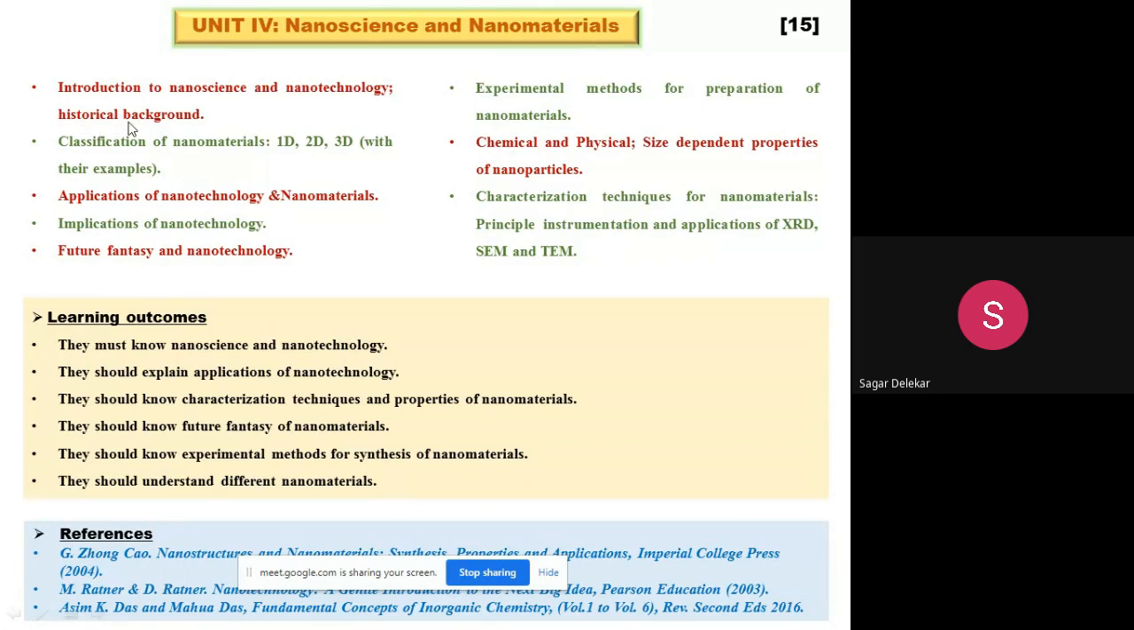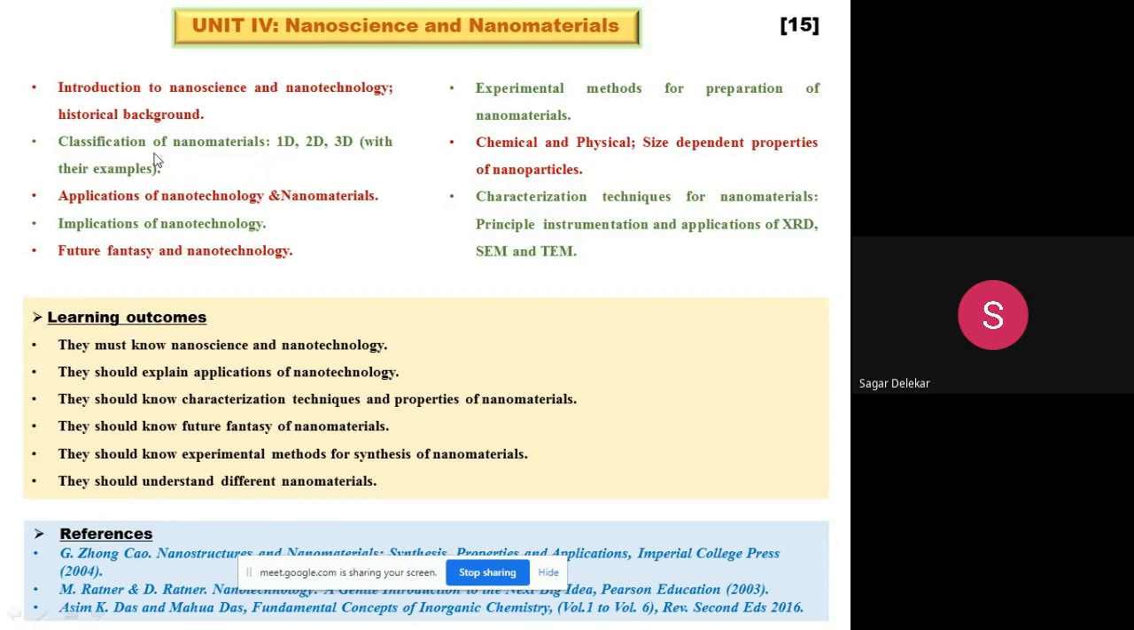So in the historical background, we want to cover Richard Feynman, then Taniguchi, then Drexler, then the invention of STM and AFM, then Harold Kroto, and then the first practically synthesized nanomaterial, the carbon nanotube. If you look at the period, in 1959 the talk was totally imaginary about nanomaterials, but more than 30 years were spent by different investigators to get the first synthesized nanomaterial. So all these aspects are to be covered here.